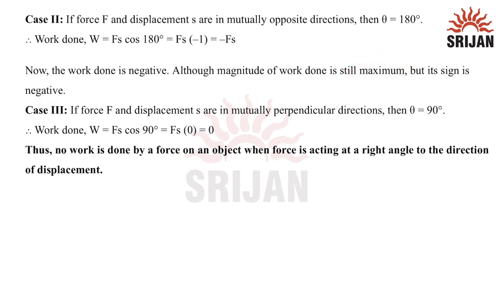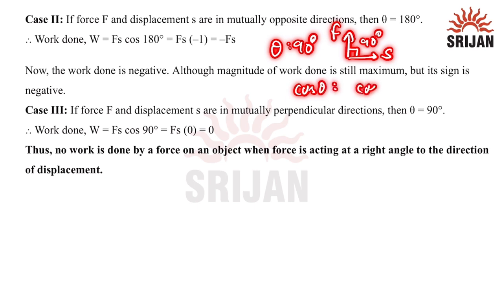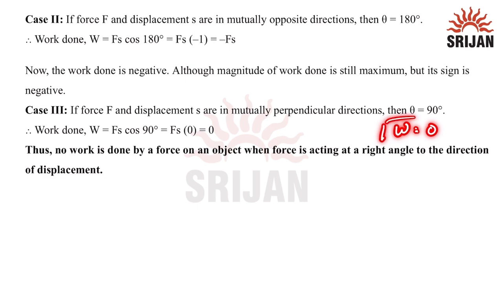Third is when force and displacement are mutually perpendicular to each other. In this particular case, theta here is 90 degrees, cos theta here would be cos 90 degree, which is equal to 0. That means that work done would be equal to 0. Thus we can say no work is done by a force on an object when force is acting at right angle to the direction of displacement.